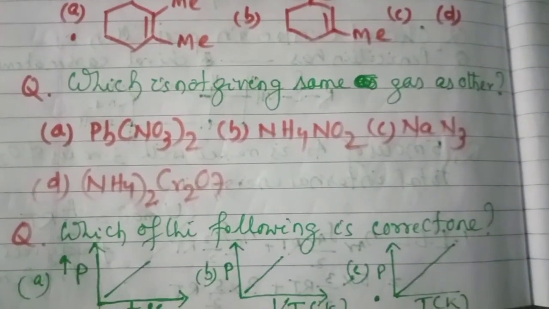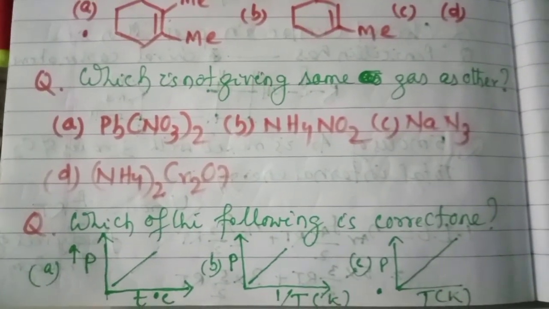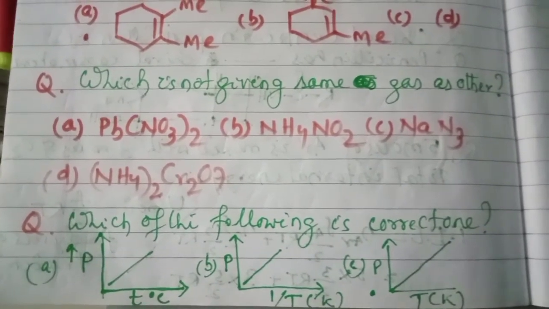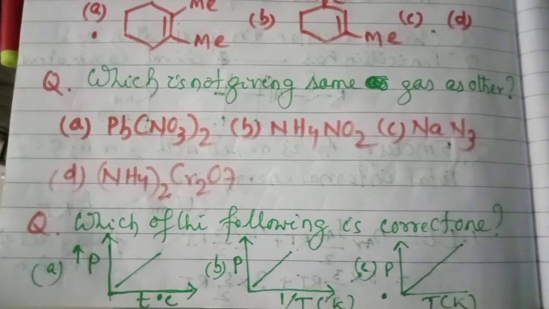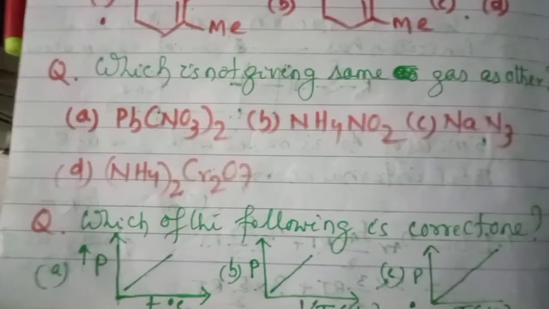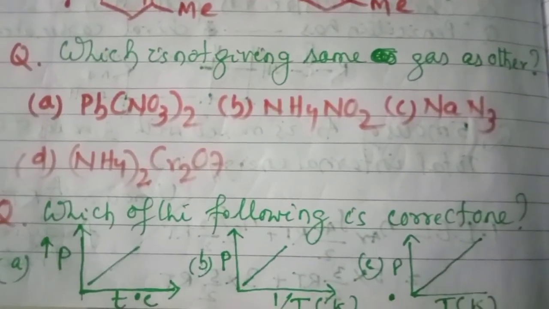Which of the following is the correct one? You see the first graph, P versus T in degree centigrade, so it cannot pass through the origin. Next, P versus 1 by T in Kelvin is also not correct because P is not directly proportional to 1 by T. But the last option, P versus T in Kelvin, is the correct one, passing through the origin.